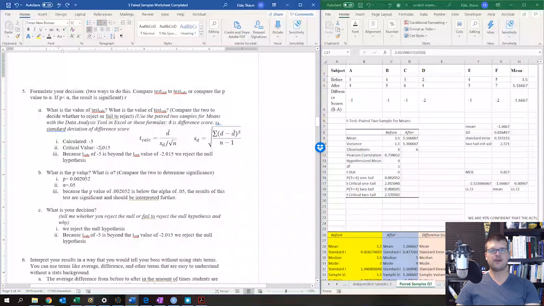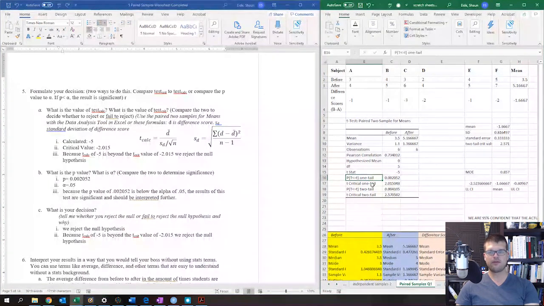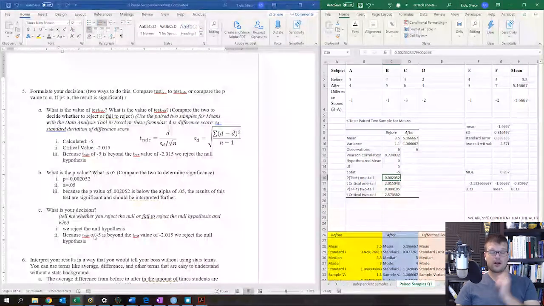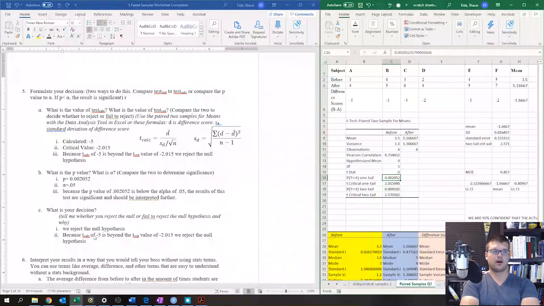Next, what is the p-value? Well, right here, we've got a couple p-values to look at. We've got a p-value for a one-tailed test and a p-value for a two-tailed test. This is a one-tailed test, so we've got our p-value right there. So p equals 0.002052. So in other words, there is a 0.2% chance that this would randomly happen, assuming that the null hypothesis is true.